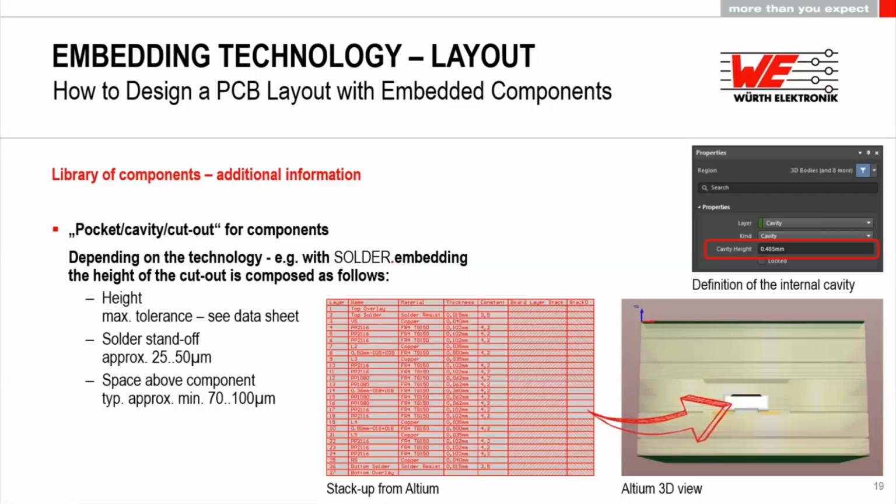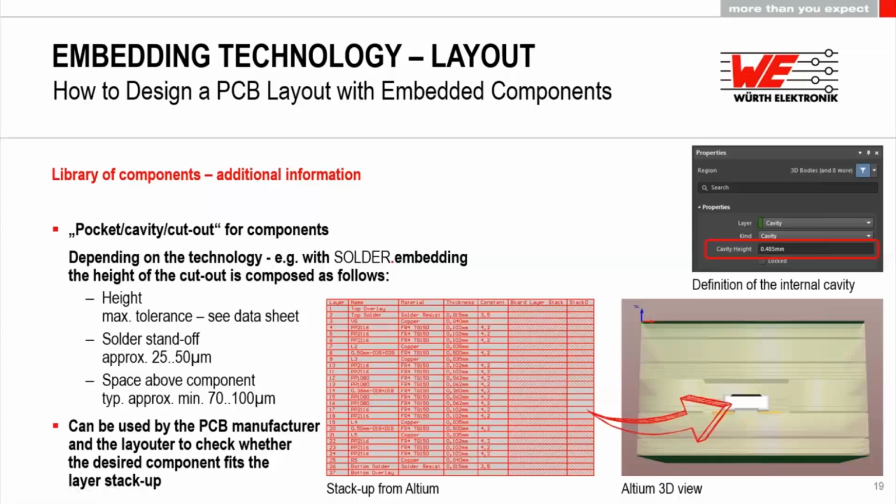Then when you switch to 3D mode in Altium, you can actually see this kind of cavity when you do a cross-section, a cross-cut, in your layout. This can be used either by us or by you as a layouter to check whether the desired component fits into your layer stack or not, and if the heights correspond to your desired stack up.